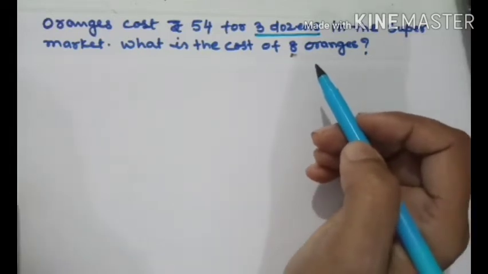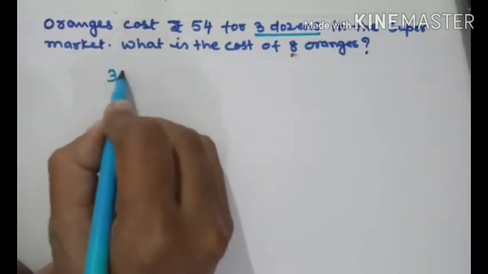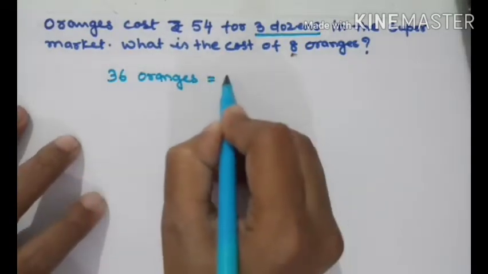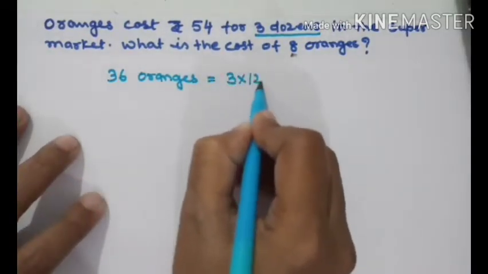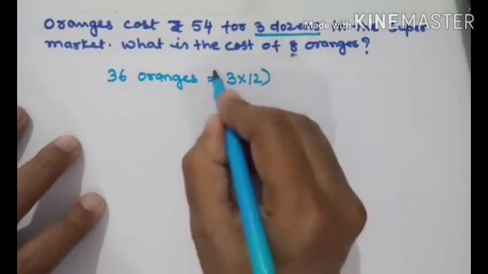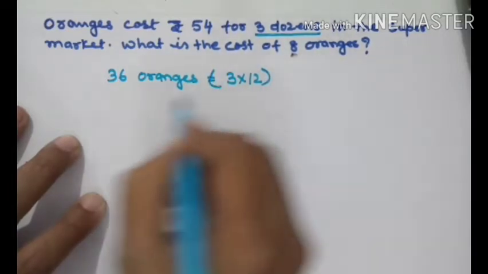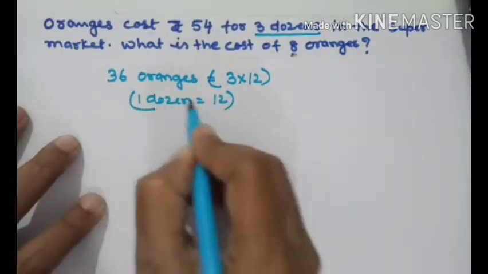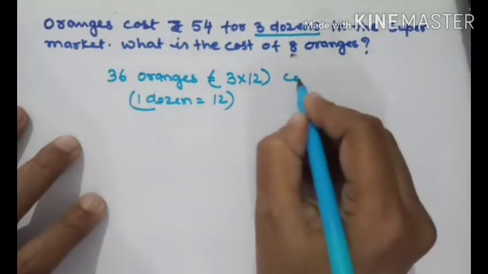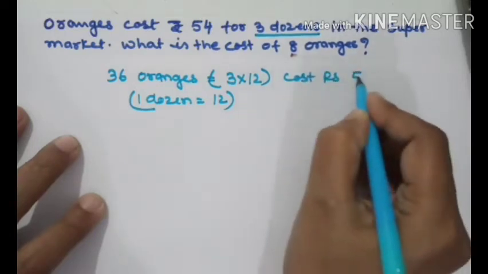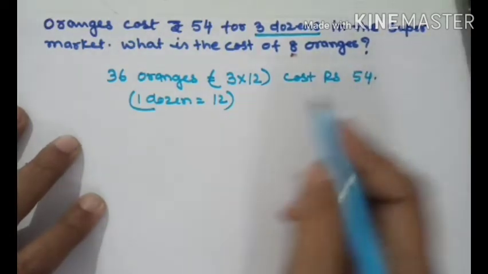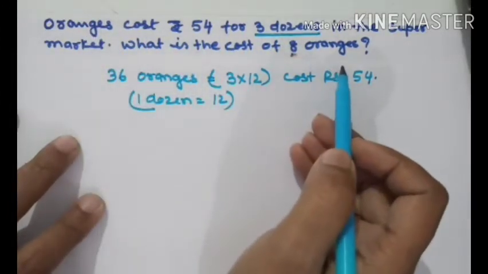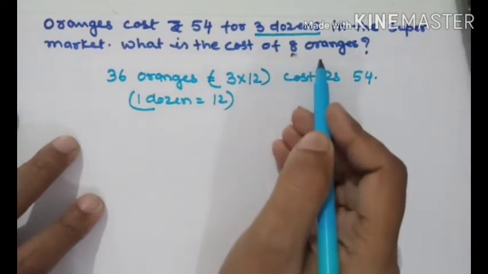So actually 36 oranges, that is 3 into 12, because 1 dozen is equal to how much? 12. So 36 oranges cost rupees 54. This is what the first line is saying here. Now what is the cost of 8 oranges? What is the cost of 8 oranges?